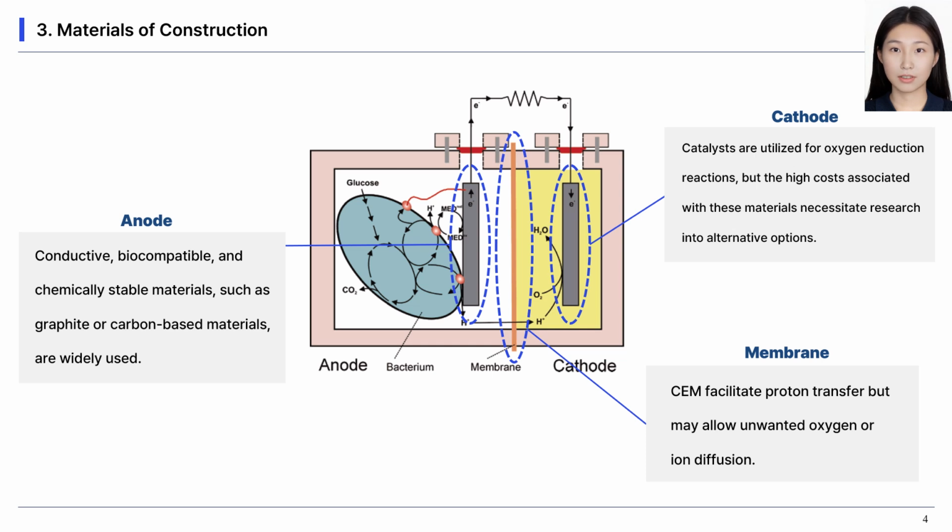The membrane serves as a separator between the anode and cathode chambers, allowing protons to pass while preventing the mixing of oxygen and other ions. Nafion is the most commonly used membrane due to its excellent proton conductivity. However, its high cost has led researchers to explore alternatives like salt bridges and newly developed ion exchange membranes.